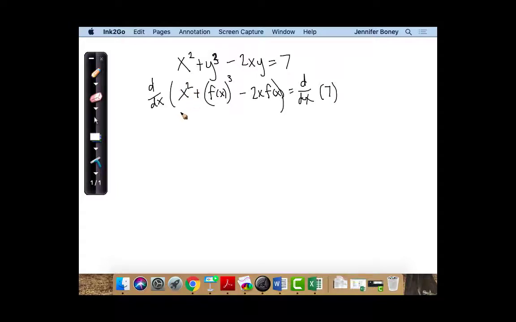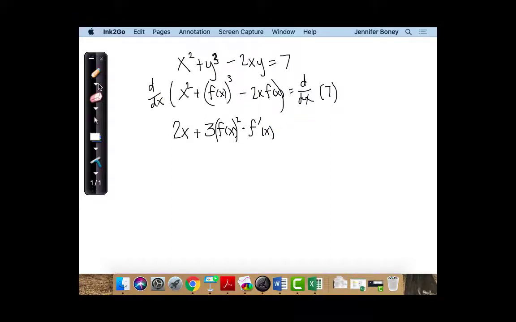Then on the left-hand side, this x squared becomes 2x. The derivative of f of x to the third power with respect to x. Well, if I knew what function f of x was, that would be great, but even without knowing what it is, just general chain rule, the derivative of something cubed is 3 times that something squared times the derivative of the inner function, which is f prime of x, right? So even though I don't know what f of x is, I can write its derivative. Now, I just replaced the letter y with f of x. So this is really the same as y prime, if you want.